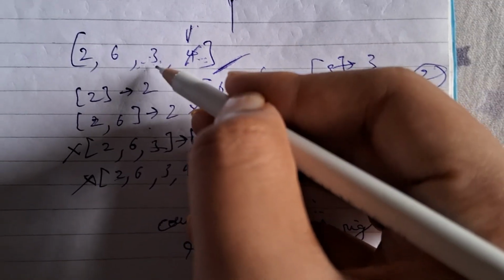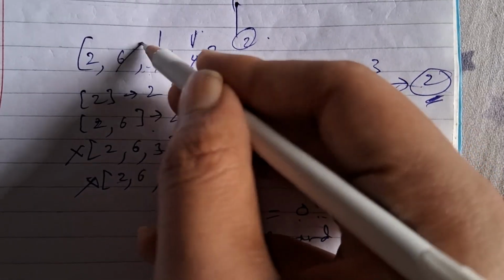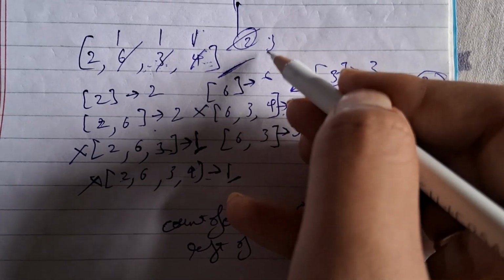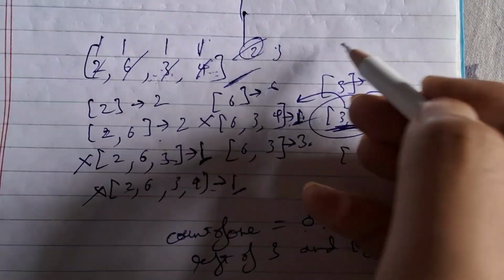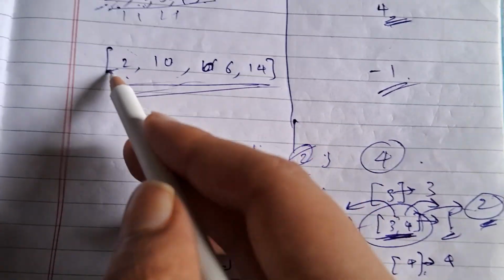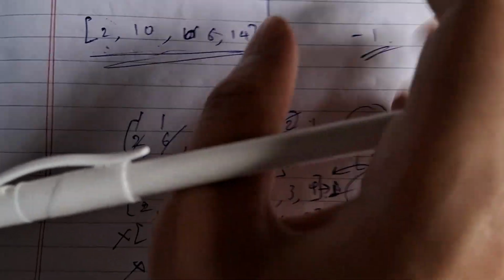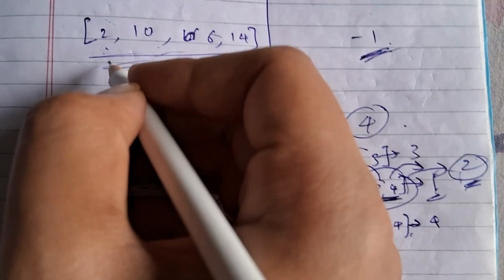So 3, 1, GCD is 1. So that is 2 operations we have performed. Then this also 1. Now we have performed 3 operations. Now this has 1. So we have performed 4 operations. So see, what is the answer? The answer is 4. For this, it is not possible to get a GCD of 1 in any subarray. So we return -1.